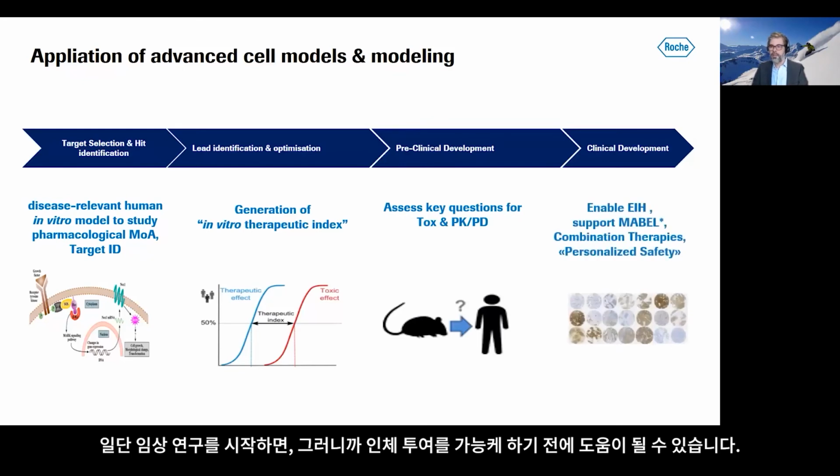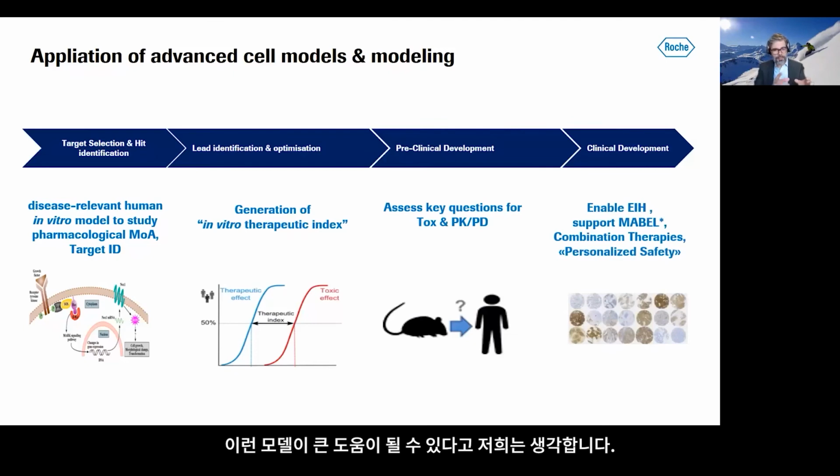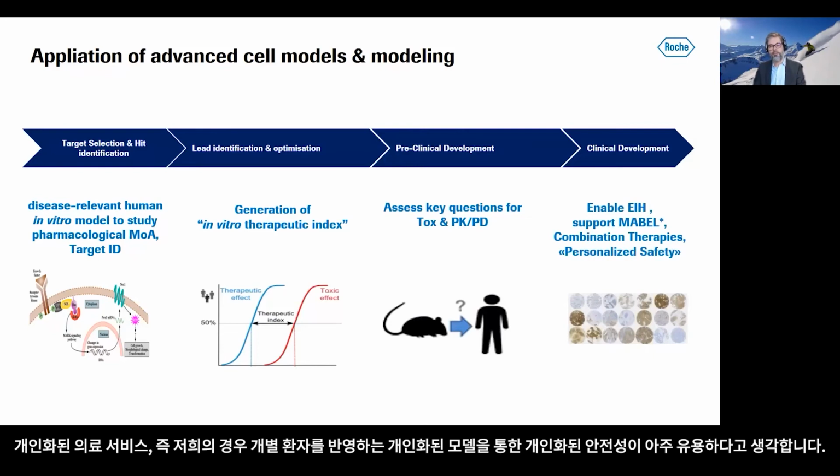Once you are in clinical development, before you certainly can support enabling entry into human, we think combination therapies are an excellent area where these models can help. And also, if you think of establishing models that really reflect an individual patient, we think for personalized healthcare, in our case personalizing safety, with individual models representing individual patients, these models can be really, really useful.